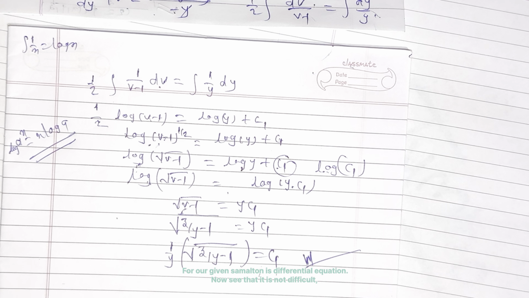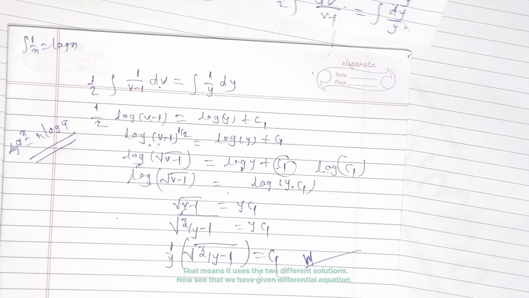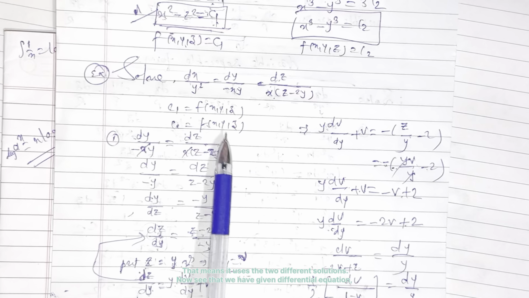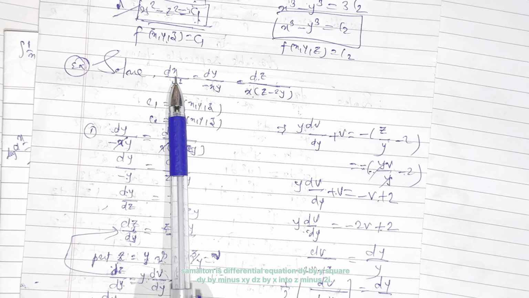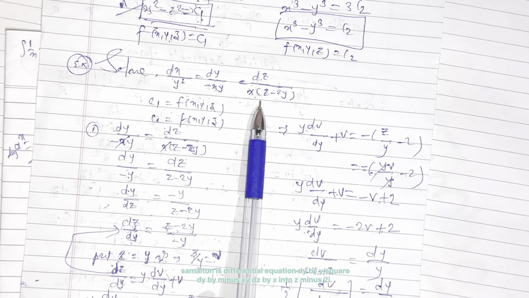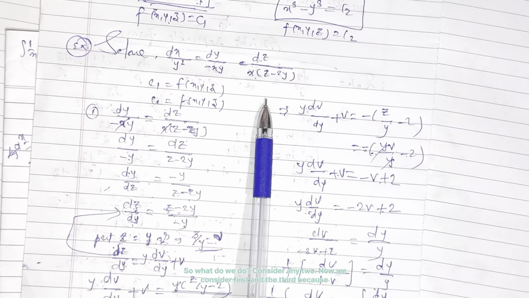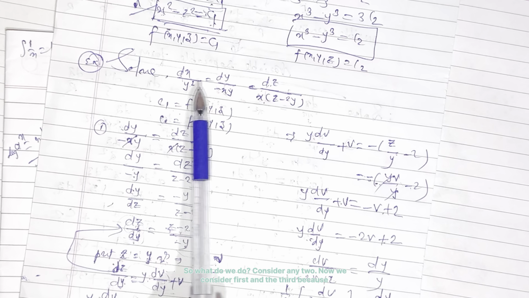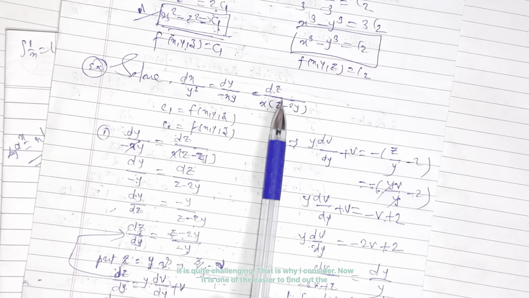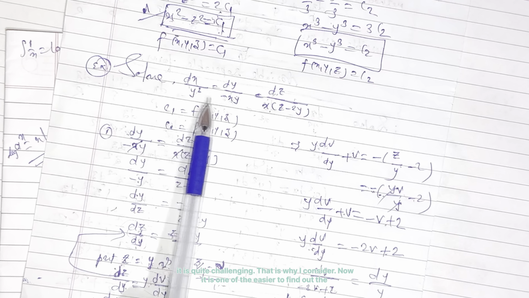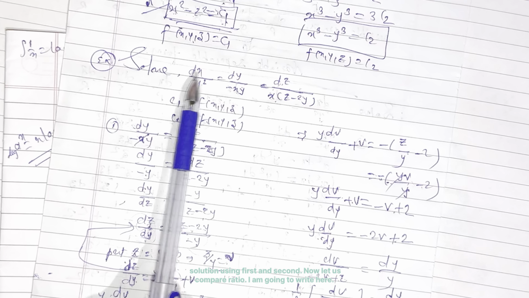This one is our first solution for the given simultaneous differential equation. See, it's not difficult, but whenever we get two variables at a time it is quite confusing. Now let's go for the next part. We got c1 only; as it is a simultaneous differential equation, it gives us two different solutions. We are given dx by y square, dy by minus xy, dz by x into z minus 2y. So what do we do? Consider any two. Now we consider first and second, because the third is quite challenging, and it is easier to find the solution using first and second.